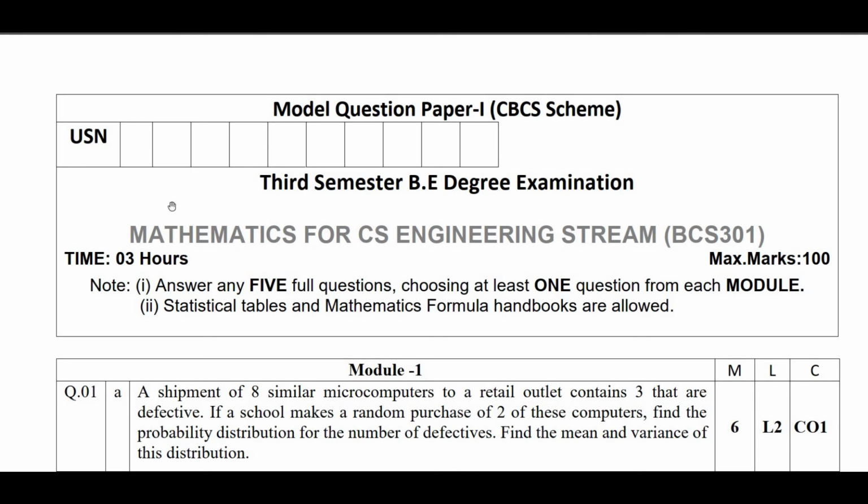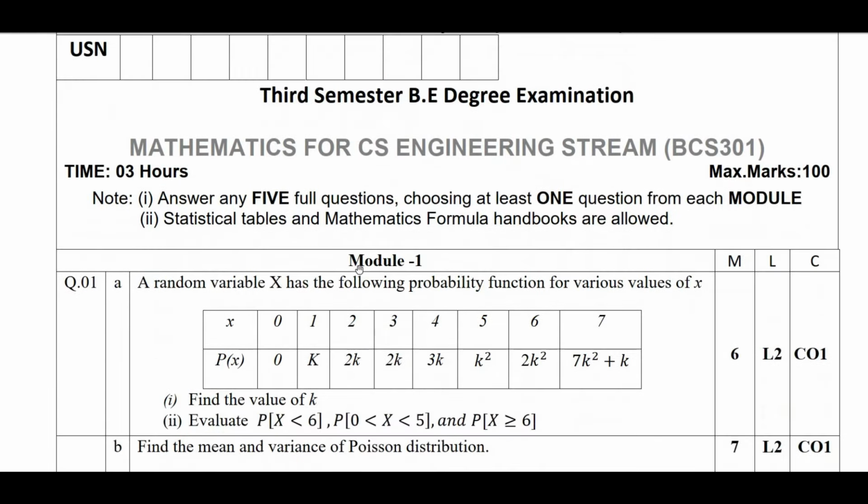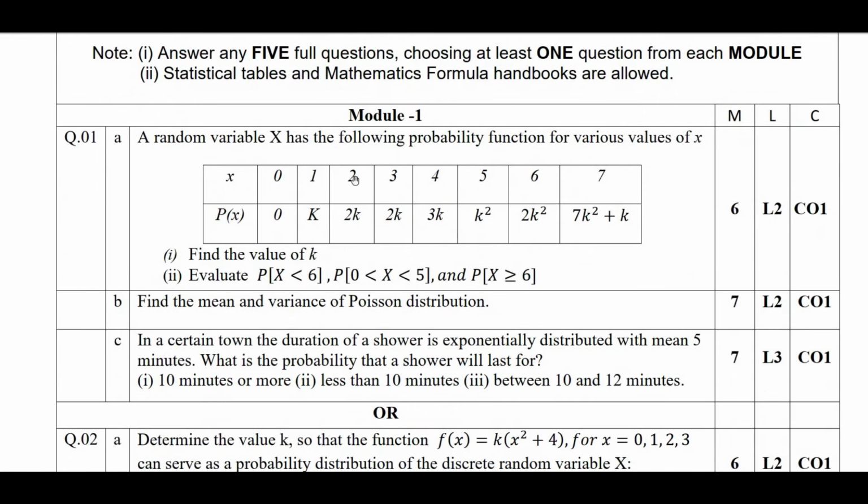In this video, you are going to get the complete solution of the model question paper for mathematics for the CSE stream with the subject code BCS301. So here we have model question paper 1 along with model question paper 2. I am going to consider module 1. I am giving a complete solution of module 1 in one shot for both the model question papers.